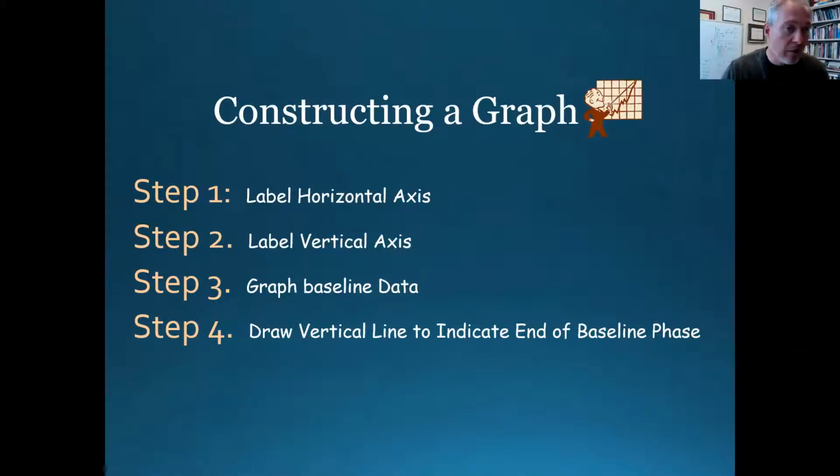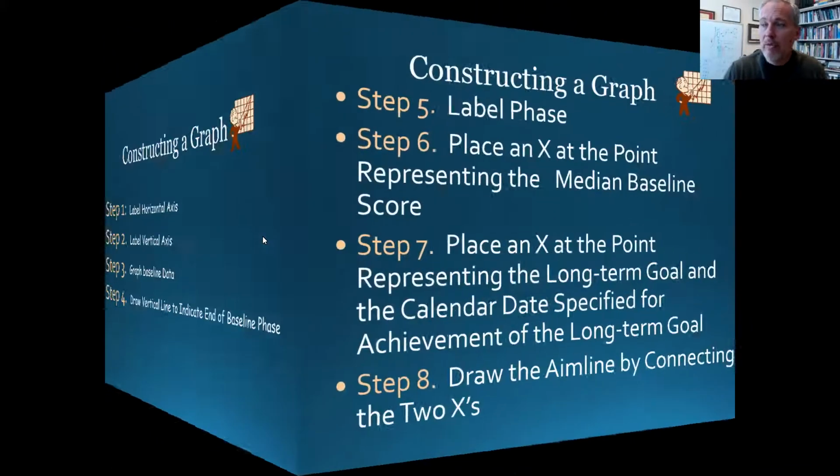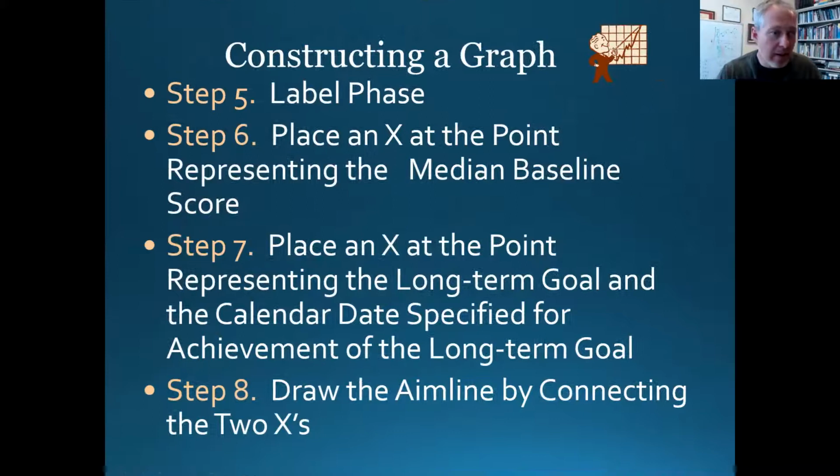An aim line is you construct a graph, you graph the data, you label your axes. The horizontal axis is usually weeks, and the vertical axis is usually your data, words read correctly per minute or whatever it is. You graph your baseline data, draw a vertical line to indicate the end of the baseline phase. Then you label the phase, place an X at the median baseline score. I'll show you that in a second. Place an X at the long-term goal, draw a line. It's really all you have to do.